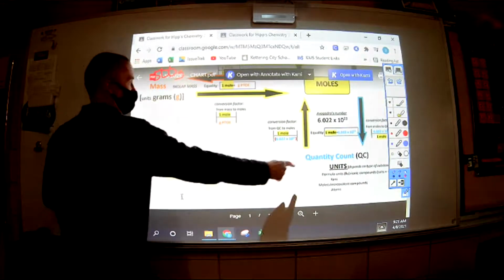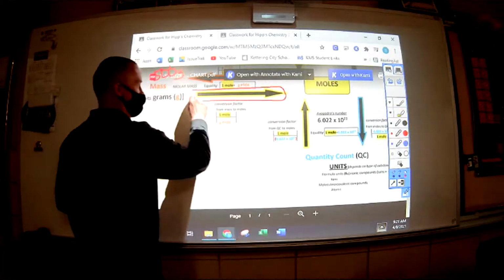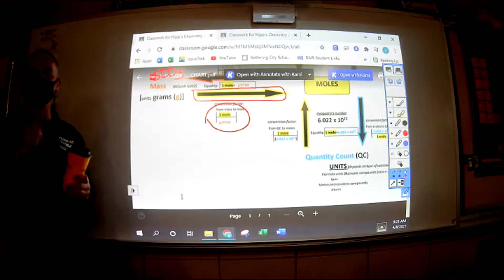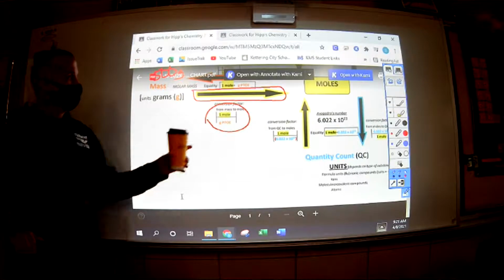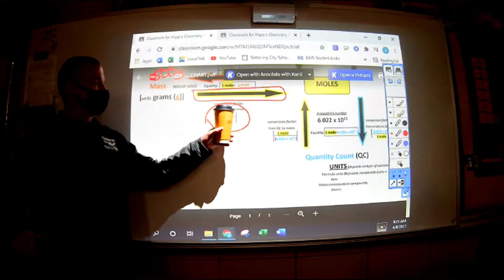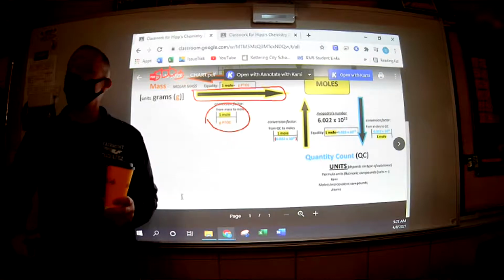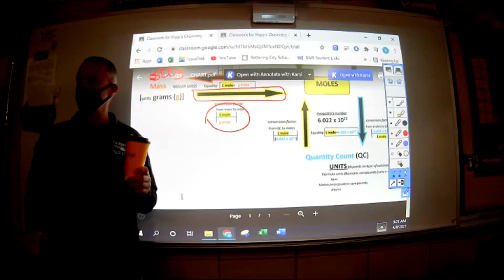And they're asking for a quantity count. How do I get there? I follow this arrow right there. My first setup, I would need 1 mole over what? I would need 1 mole. My first conversion factor, I'm going to need 1 mole over the molar mass from the periodic table of elements. That would be my first conversion.